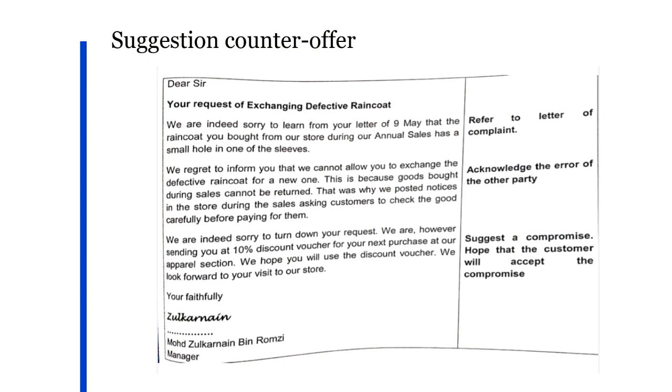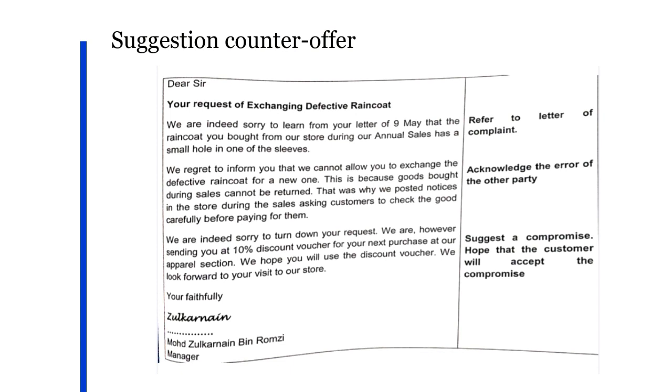Tak boleh exchange dah. The defective raincoat for a new one. This is because goods bought during sale cannot be returned. That was why we post notice in the store during the sale asking customers to check the goods carefully before paying them. So dah ada rules kat situ. The goods that you buy, you cannot return back. So you kena check betul-betul kat dalam kilang tu ataupun dalam kedai tu.